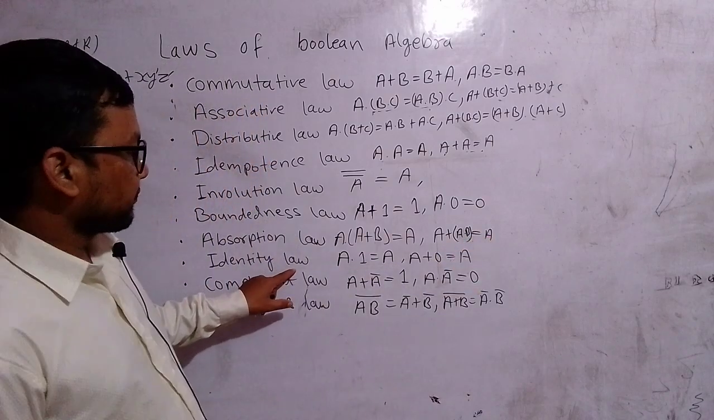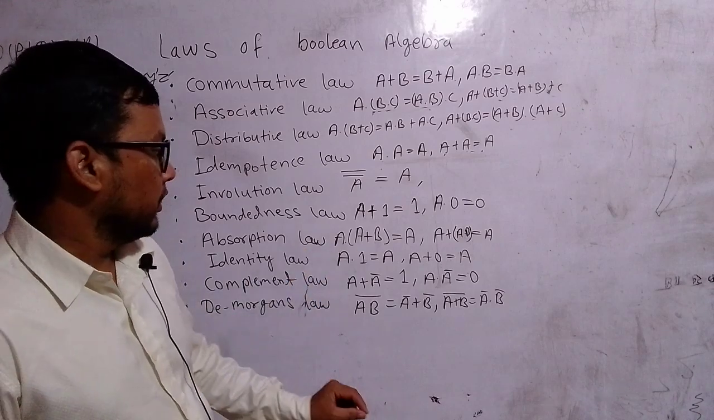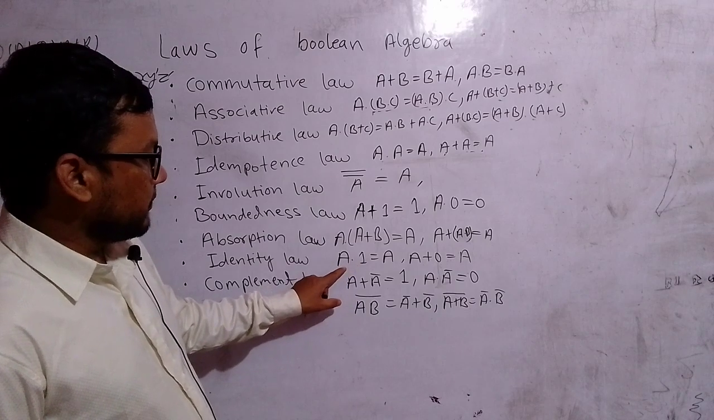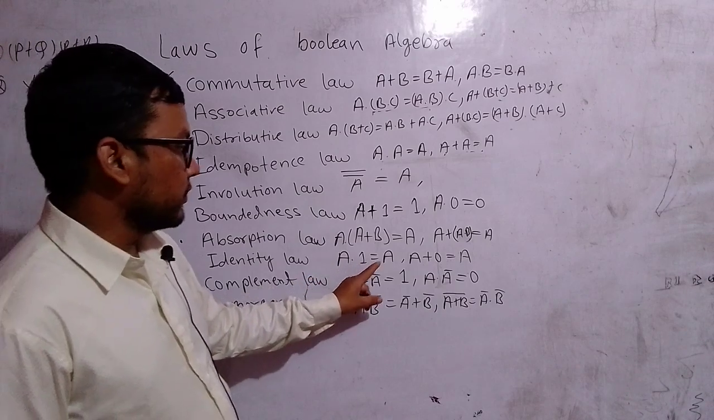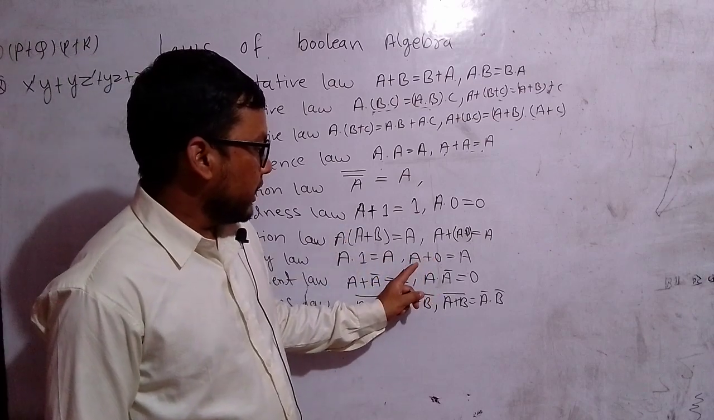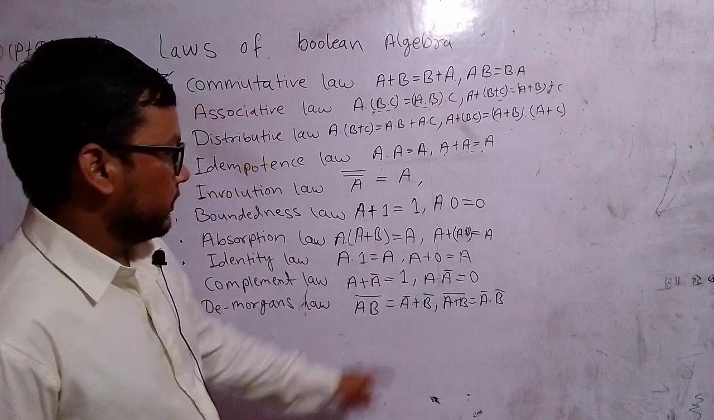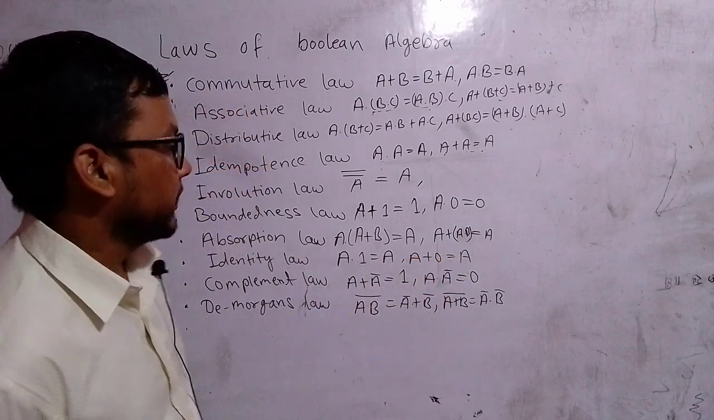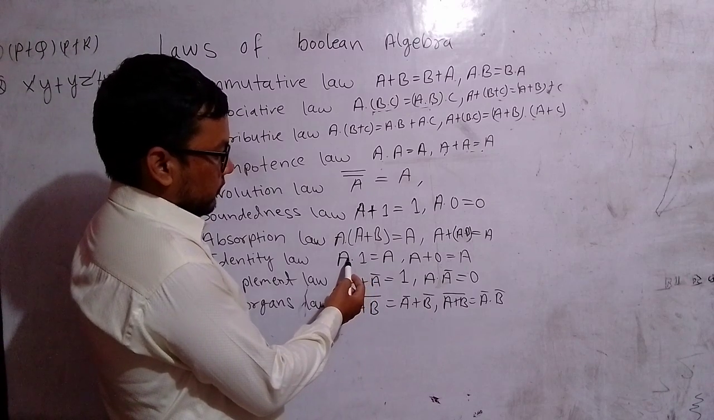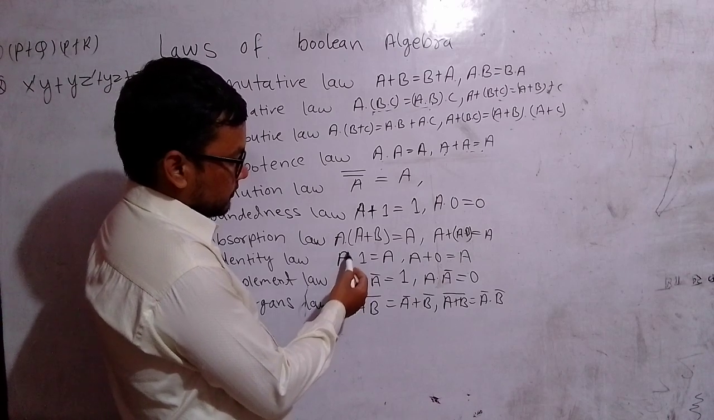And identity law. Identity law means same input transferred to the output for a certain case. What are the cases? If we multiply any variable with 1, that gives product result A. And if we add a 0 to any variable, that would give the same input. That means whatever the value of A would be, the same value is transferred to the output.